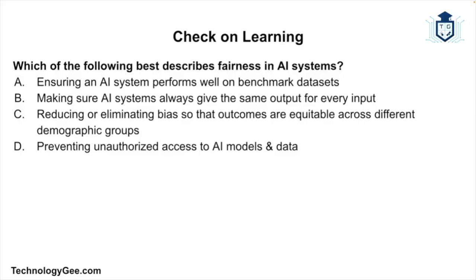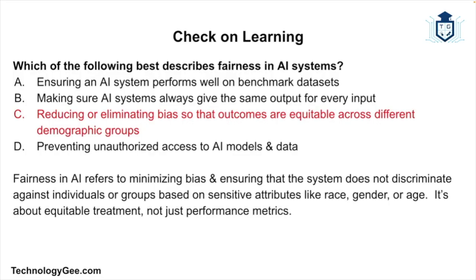Now that we've gone through all of that, let's do some check on learning. So our first question is, which of the following best describes fairness in AI systems? Is it ensuring an AI system performs well on benchmark data sets? Is it making sure AI systems always give the same output for every input? Is it reducing or eliminating bias so that outcomes are equitable across different demographic groups? Or is it preventing unauthorized access to AI models and data?